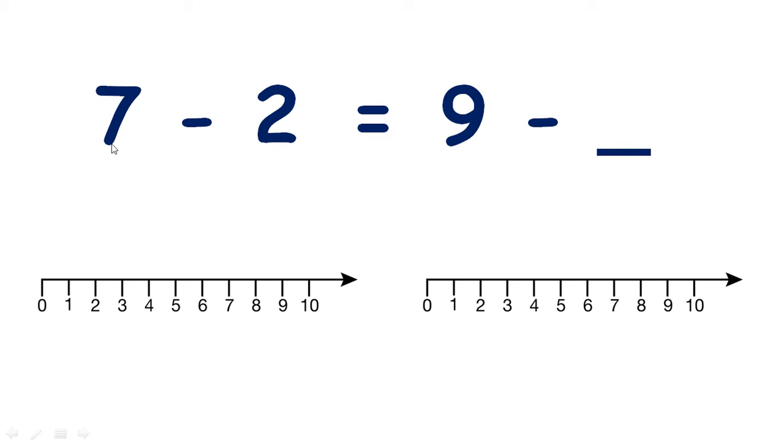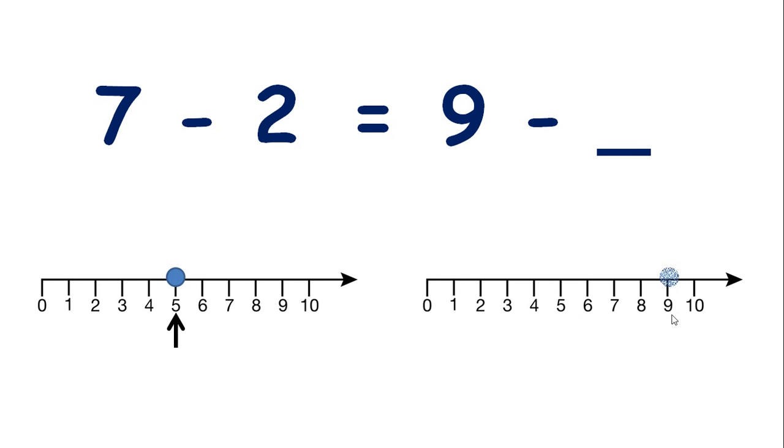Now we've got 7 minus 2 is equal to 9 minus something. So if I'm on 7 and I go back 1, 2, that gives me 5. So 7 minus 2 is 5. And I need both sides of the equal sign to give me the same number. So 9 minus something equals 5.